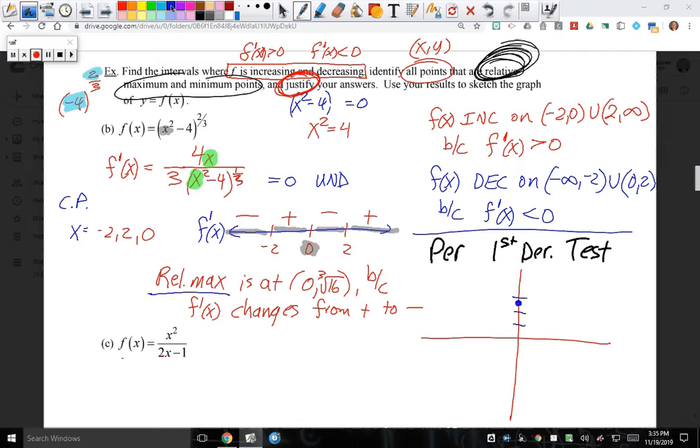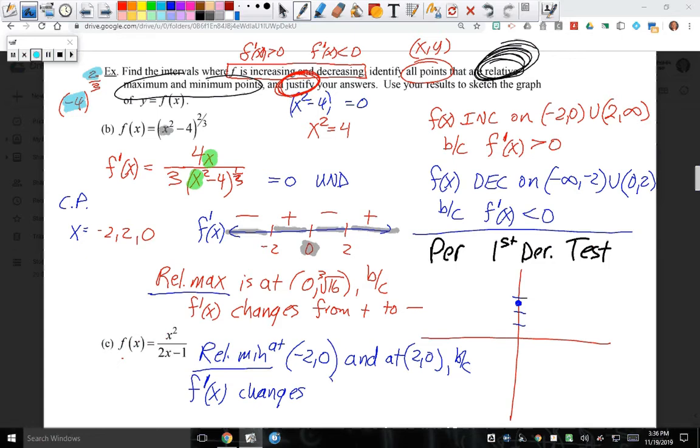Okay. Matthew, what's the relative min? -2, 0. Okay, so -2, 0. Is there another one? And then relative min at -2, 0 and at 2, 0. What's your because, Matthew? Because changes from negative to positive. Yeah, because f prime changes, you could put signs if you want, from negative to positive. So let's find these points right here. -1, 2, 0 and 1, 2, 0.